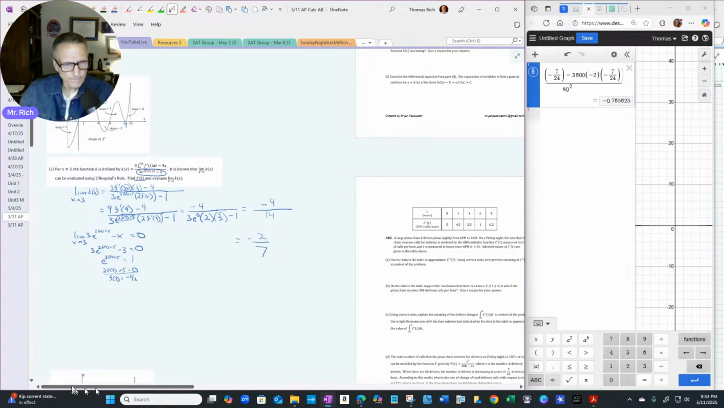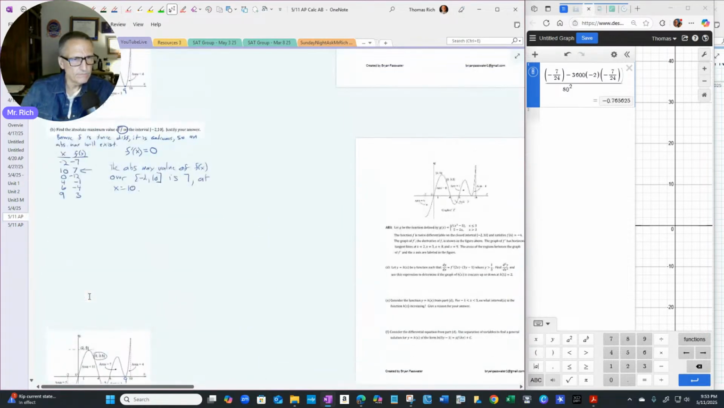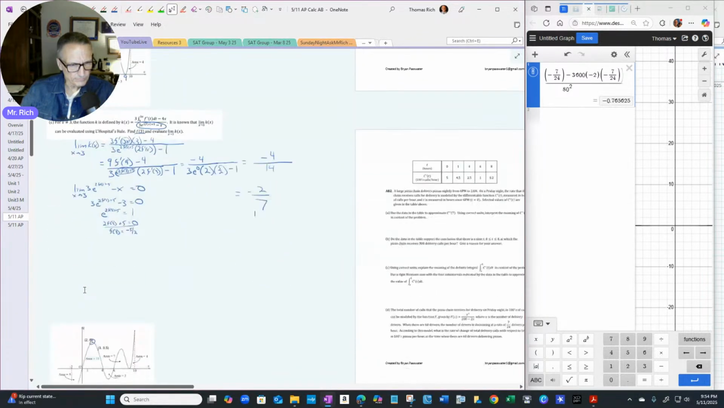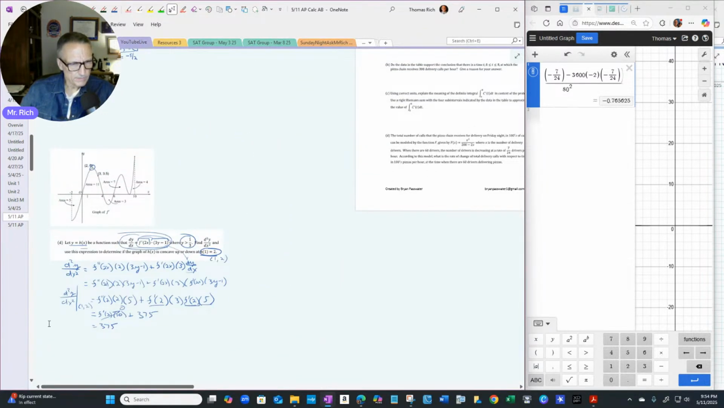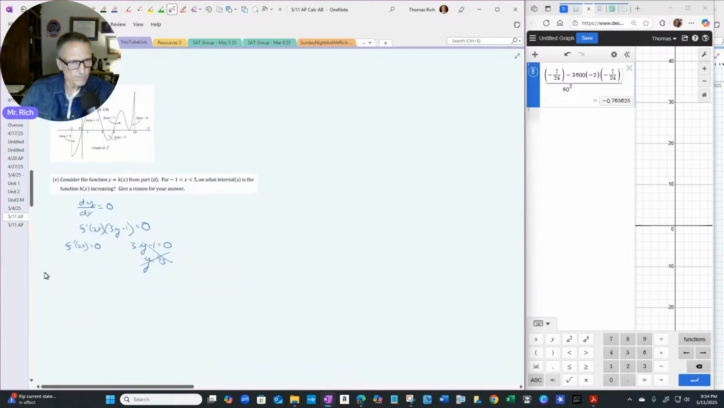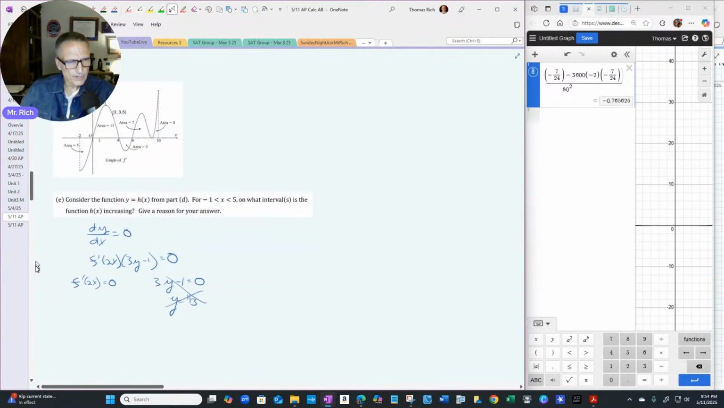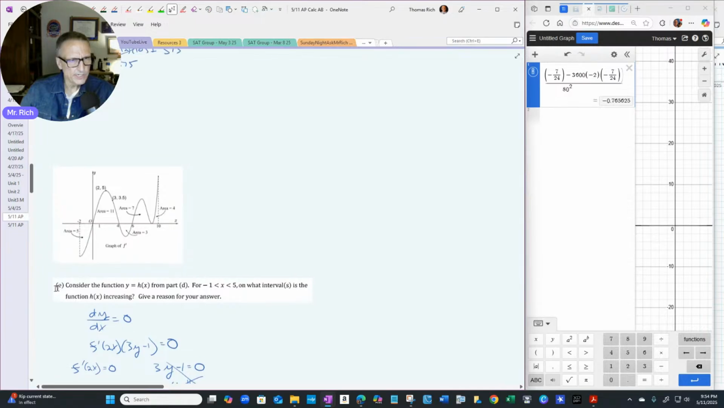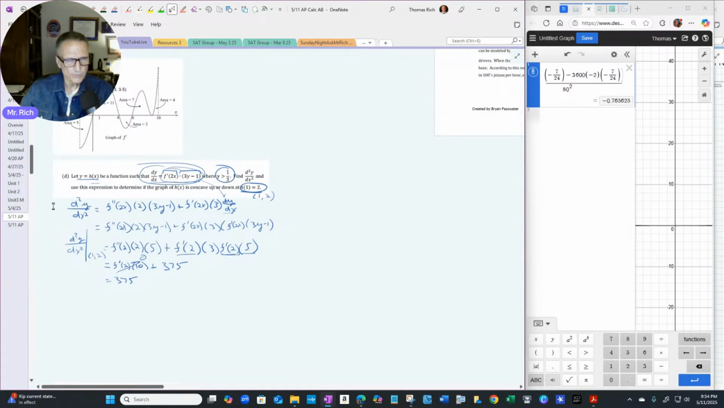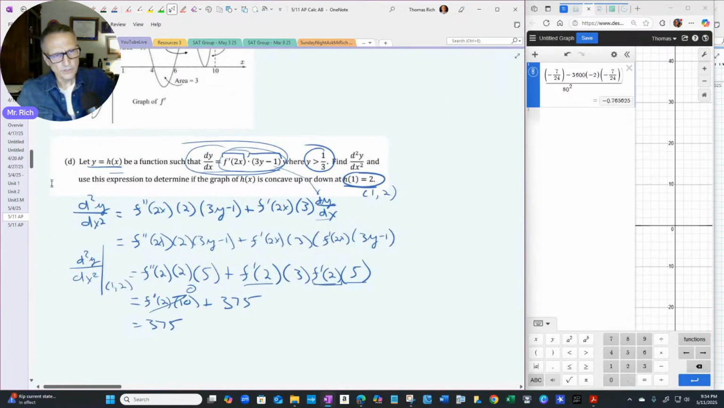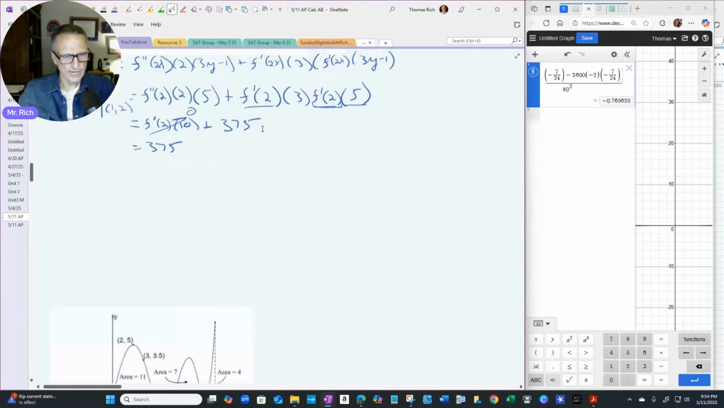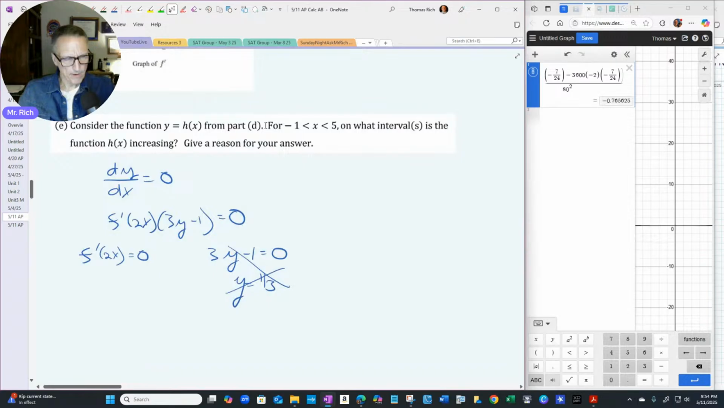All right, so we got that one knocked out. And then, yeah, we were good on that one. And yeah, but this one was the one, I think, also. Yeah, and what intervals is the function h of x increasing? So we're back up here at this h of x. We want to know when the function is going to be increasing. And it looks like we're trying to find one of our critical values. When is f prime of 2x equal to 0?